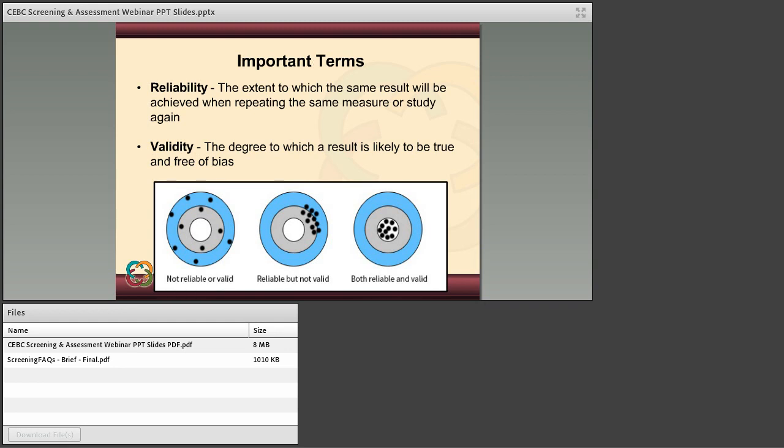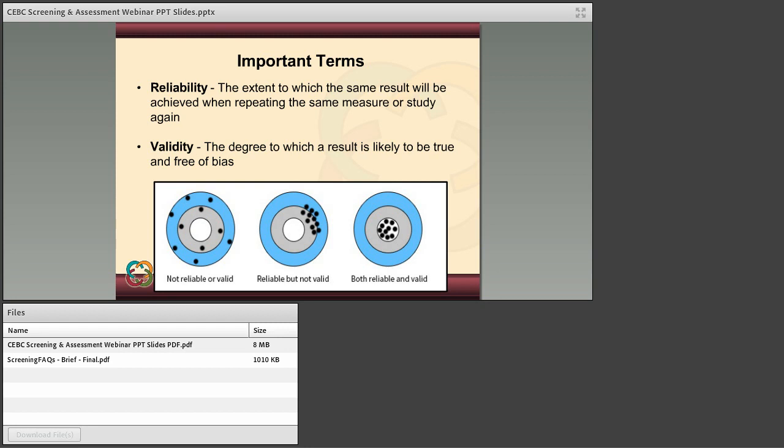All right, so some important terms to know. I want to do a brief overview of what specifically makes a measurement tool evidence-informed. The terms that I'm going to be talking about are important because they also come up on the CEBC website, so it's good to know what they mean. First, reliability, which is the extent to which the same results will be achieved when repeating the same measure or study again. Really think of reliability in the same way that you would think of a person being reliable. A reliable person is someone who you depend on, they're consistent, you trust them. So a tool with high reliability is the same.